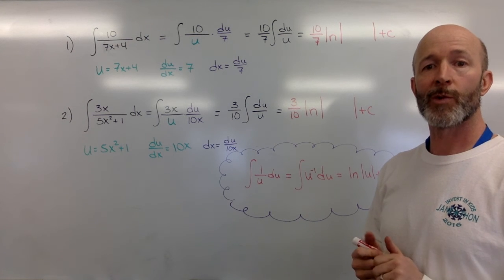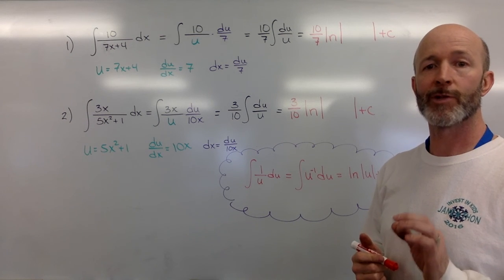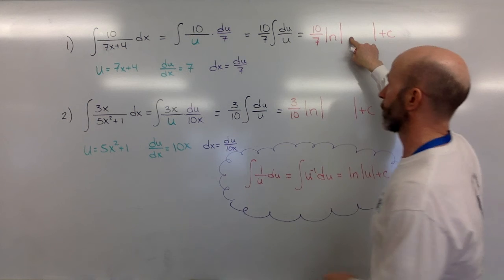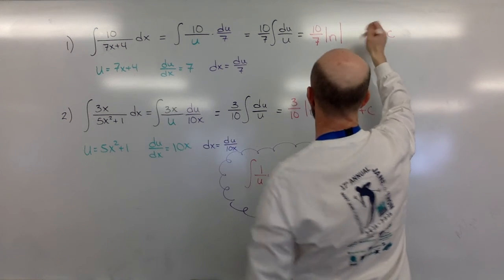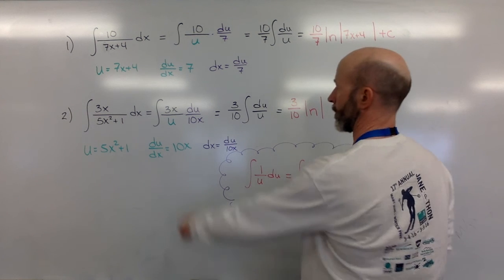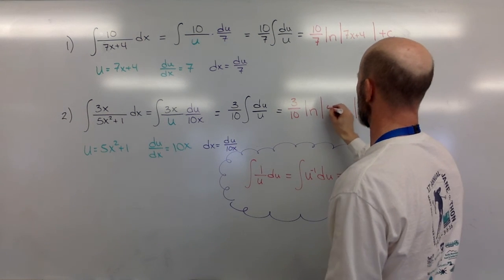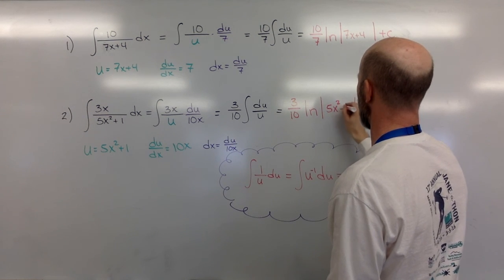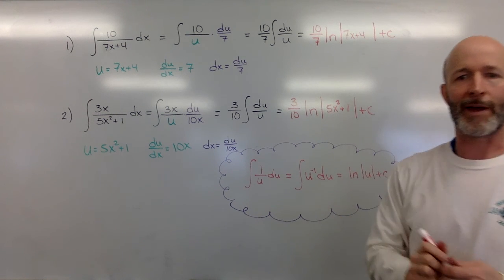Please remember, though, when you finish up u substitution, do not plug u in here, because we were told much earlier that u was going to be equal to 7x plus 4. Or in the second example, u was going to be equal to 5x squared plus 1.